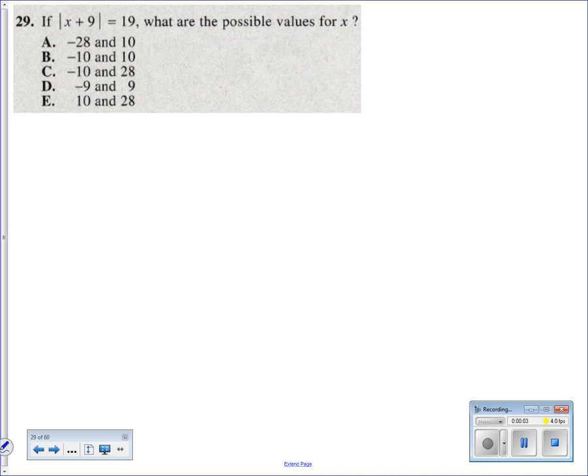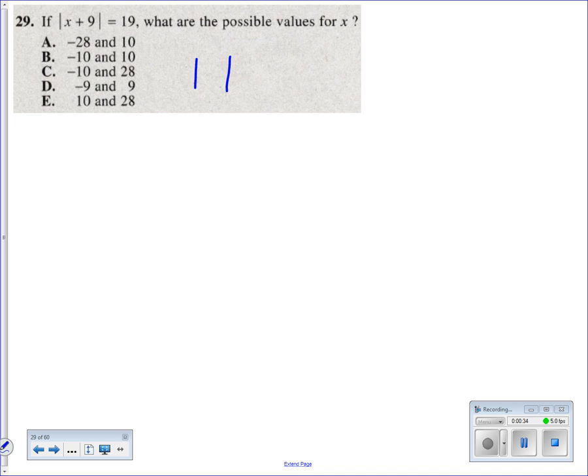Question 29. If the absolute value of x plus 9 is equal to 19, what are the possible values for x? So what we need to remember for this problem is that when we take an absolute value, we are recording the size of the value inside. We're only concerned with the magnitude or the scalar quantity of that value. We're not interested in whether it's in the negative or positive direction on the number line.